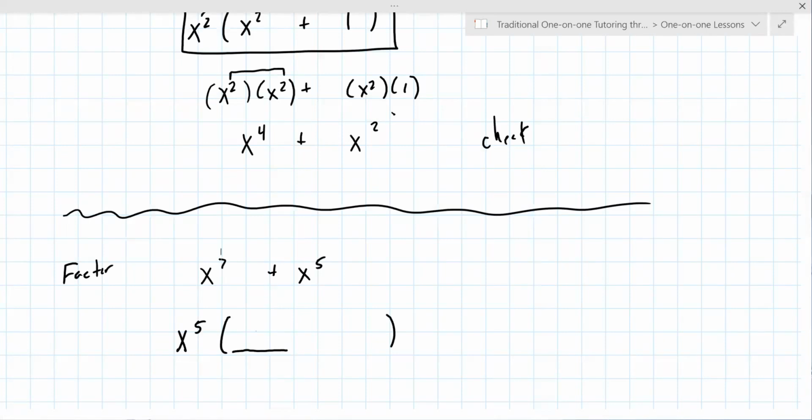That's what you have to tell me. You have to tell me what goes in this first position. What x to what power times x to the fifth gives you x to the seventh? X squared, good. Now this one's problematic because x to the fifth is here and x to the fifth is here. So to get itself, you multiply by 1. X to the fifth times 1 gives you itself. Do you see that?